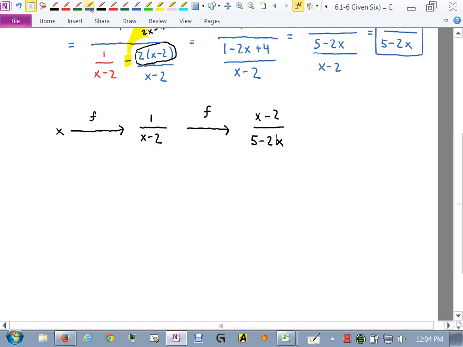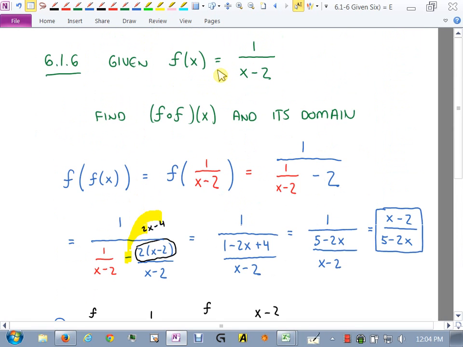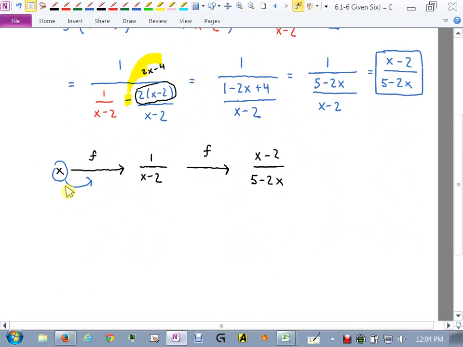But what is it? What is it that this x that could not go into f? What do we have to get rid of to start off? 2, right? 2 couldn't come in here. So this right here tells us x can't be 2. Right? We couldn't plug 2 into the original function. And then whatever comes out here, this piece is going to have to go into f again, right? That means this cannot be what? What can't f handle?